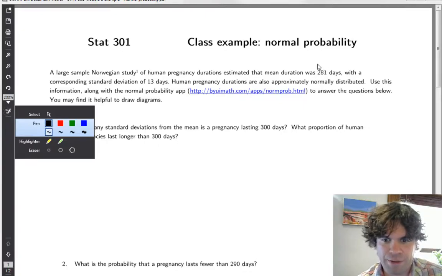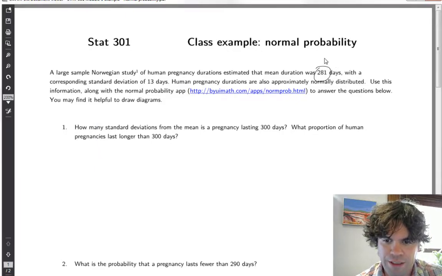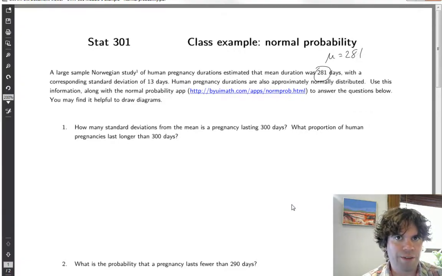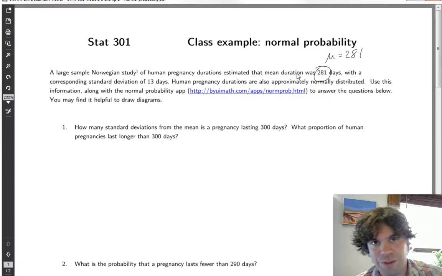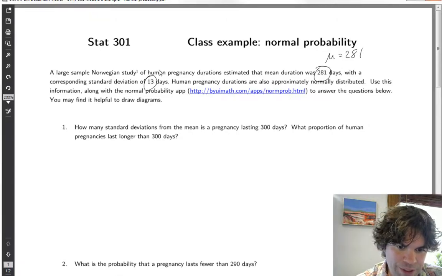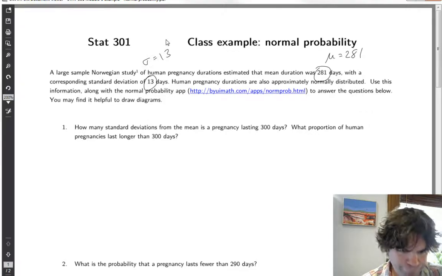First off, I want to identify a couple things here. So mean duration is 281 days. I'm going to call that mu equals 281. It's a sample mean, really. It came from a study. We hardly ever actually know what the population values are for the variables we're working with. So in this case, I'm going to assume that the mean is 281. And I'm going to assume that the standard deviation, which we denote as sigma, is 13.